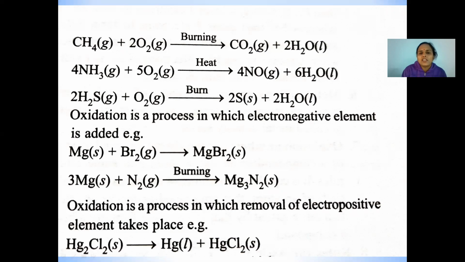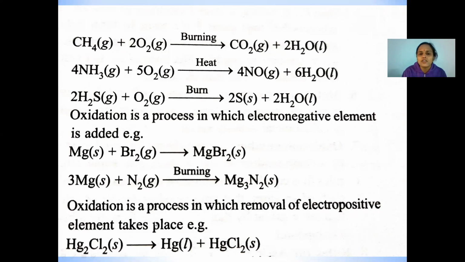Similarly, oxidation is a process in which addition of an electronegative element takes place. Magnesium reacts with bromine, giving magnesium bromide. Magnesium is an electropositive element that combines with an electronegative element to form magnesium bromide. Magnesium reacts with nitrogen and forms magnesium nitride. 3Mg plus N2 gives Mg3N2, which is a process of oxidation.